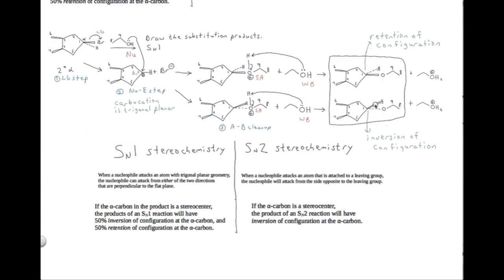And in this product, the hydrogen has ended up inverted from where it was before. In this picture, the hydrogen was behind the page, and here it's changed to in front of the page. So I think that makes it clearer how we have inverted the configuration around carbon 1 in this branch of the mechanism.